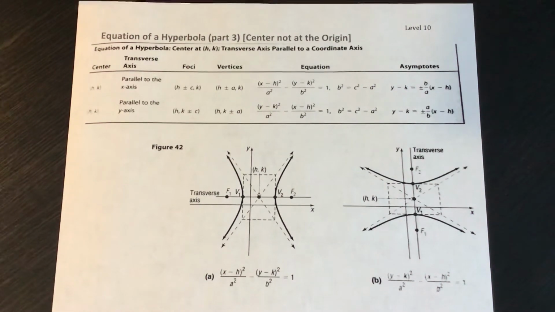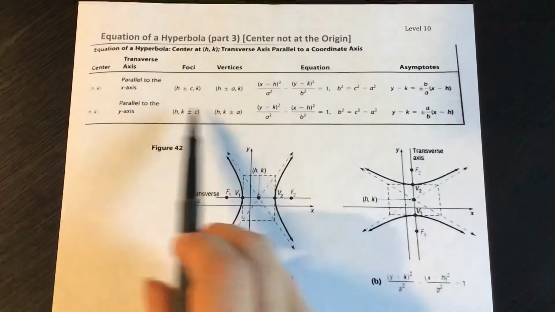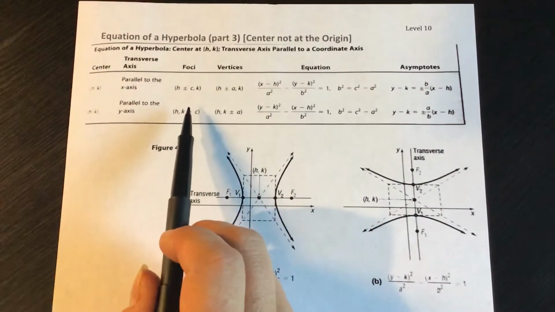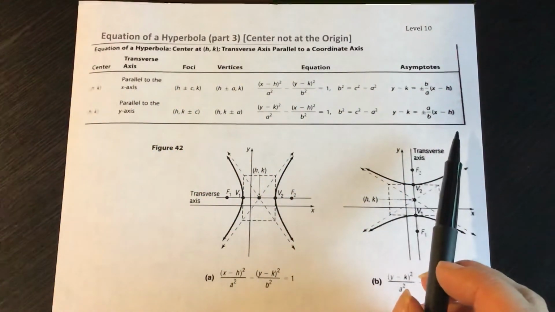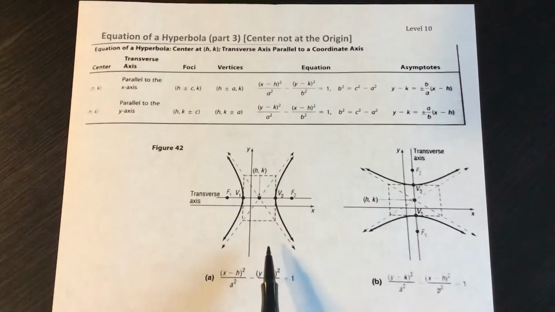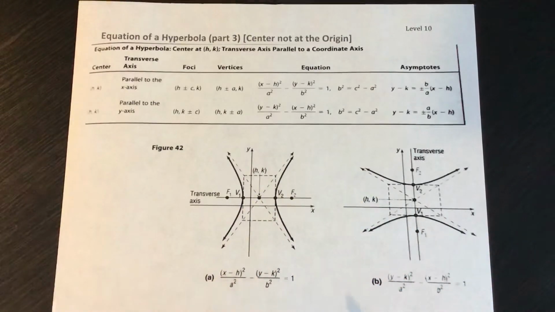Finishing up the section on hyperbolas, up at the top of the page we see a chart that just tells us everything we need to know about hyperbolas that are not centered at the origin. And just like with the section on ellipses, I think it's easier to see and understand what all this information means in a diagram. So we have our two equations that are the same as they were when the center is at the origin.